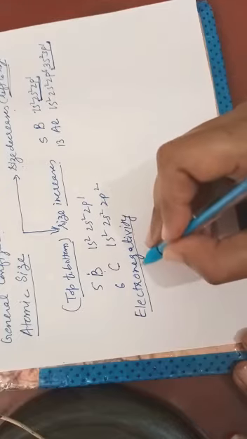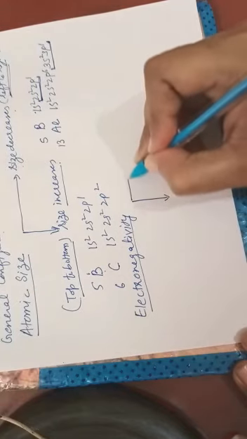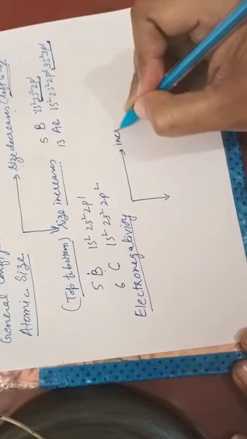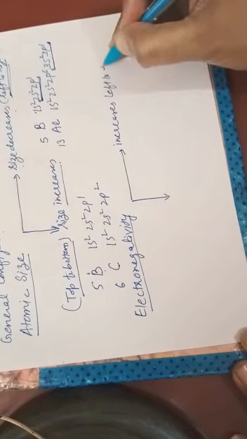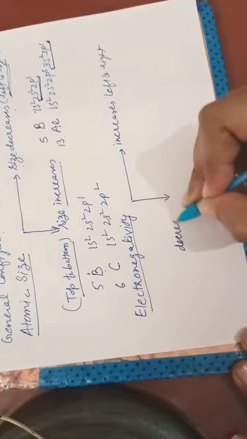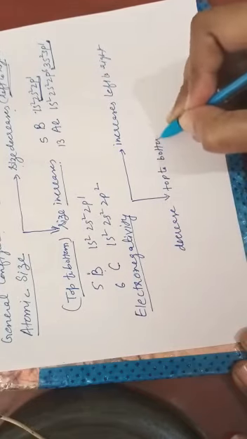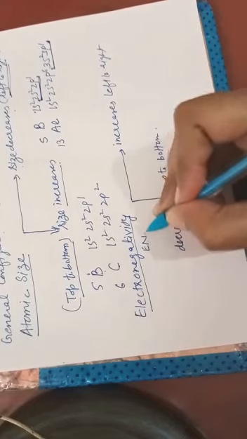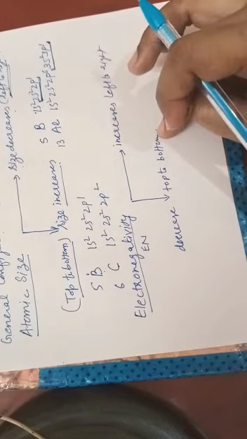So when we move left to right, what is the trend in electronegativity? It increases left to right, but decreases top to bottom. How can we explain it?